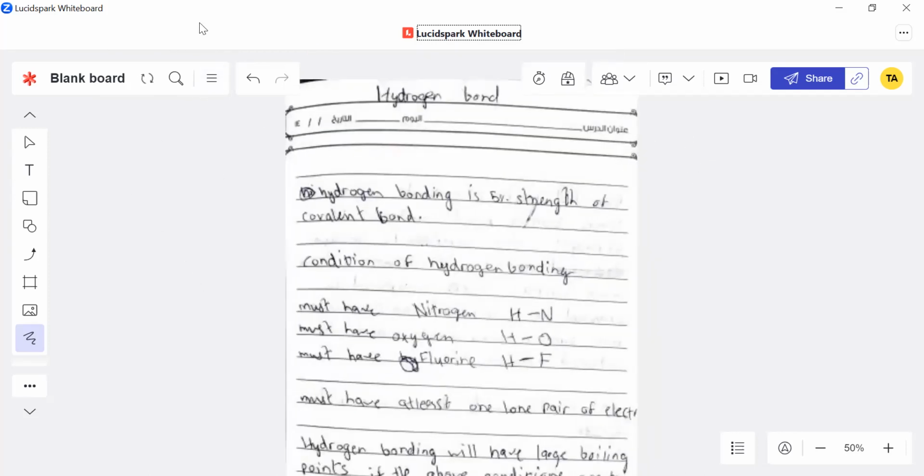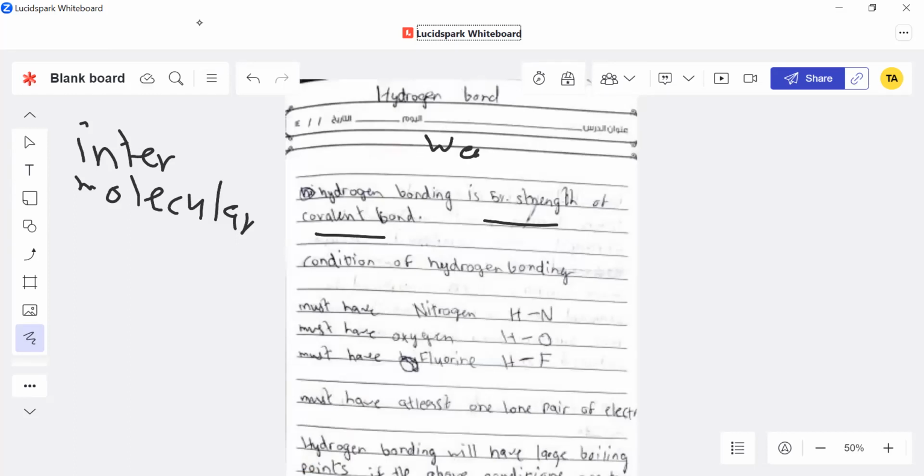Moving on to hydrogen bonding. Hydrogen bonding is another form of intermolecular bonding. Hydrogen bonding is 5% of covalent bonding. So hydrogen bonding is weaker compared to covalent bonding. I told you earlier, intermolecular forces are weak compared to intramolecular forces. So hydrogen bonding is weaker compared to covalent bonding.